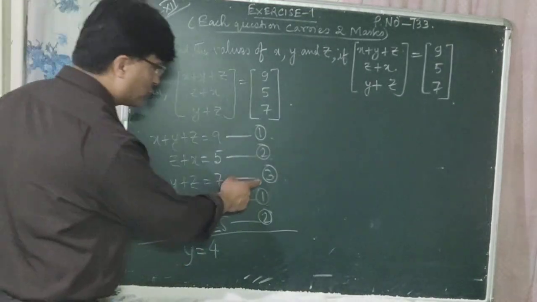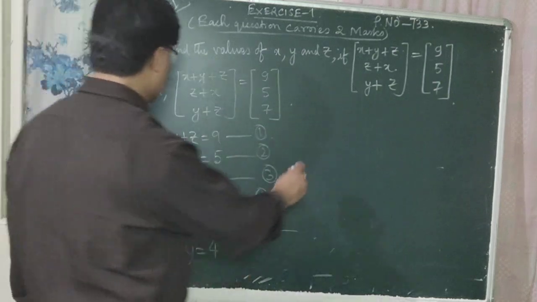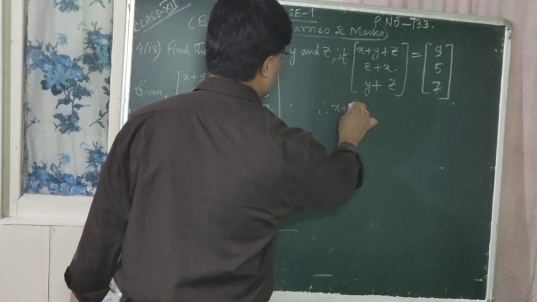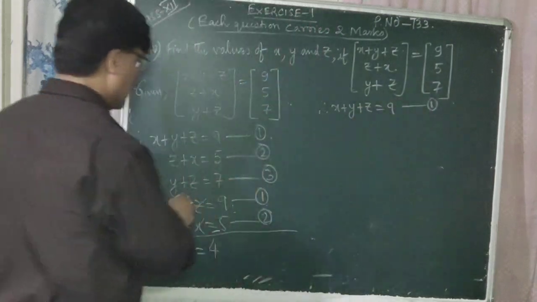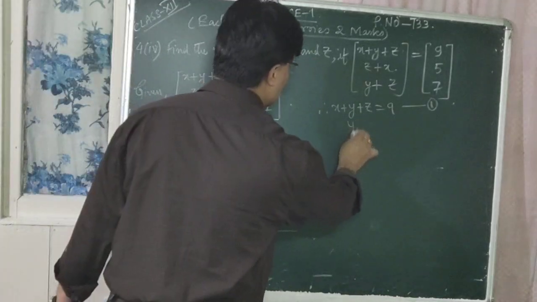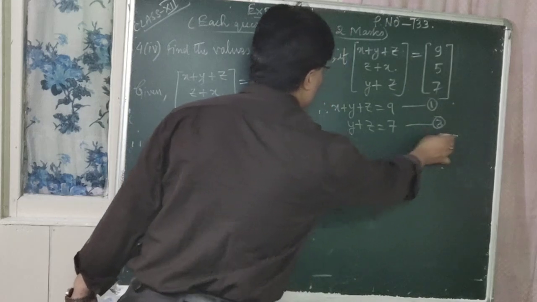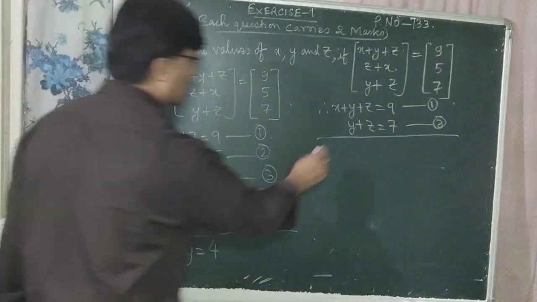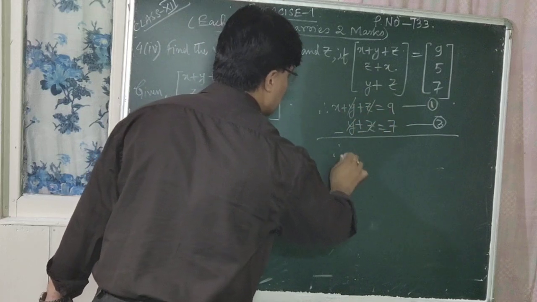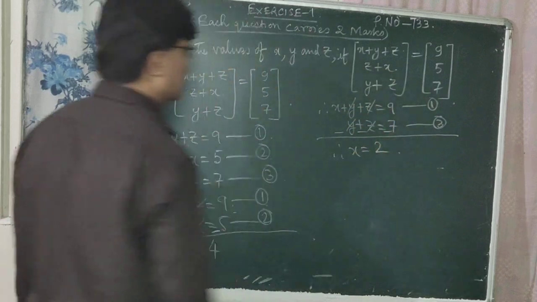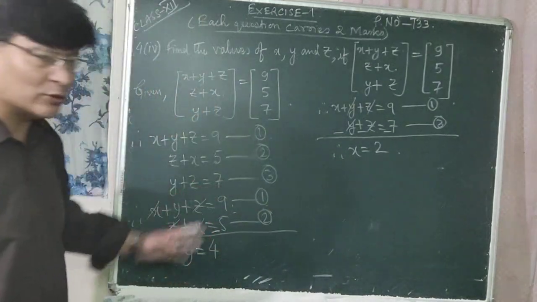Again, you subtract 3 from 1. You will get the value of x, isn't it? So let's write here x plus y plus z is equal to 9, that is equation 1. And what is equation 3? It is y plus z is equal to 7. So let us subtract it again. Here you have to change the sign. So y gets cancelled, z gets cancelled. So therefore x is equal to what? That is 2. So we have got both values of x and y. x is equal to 2 and y is equal to 4.